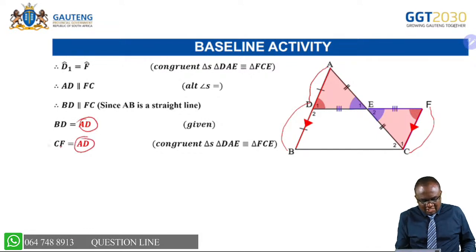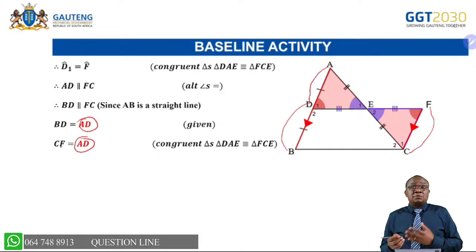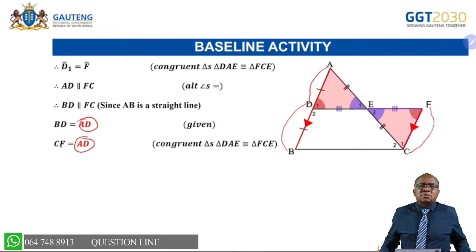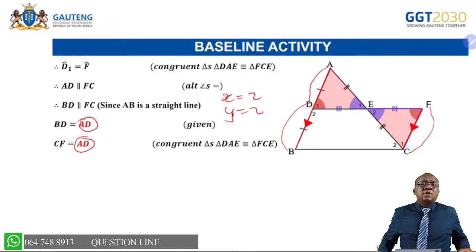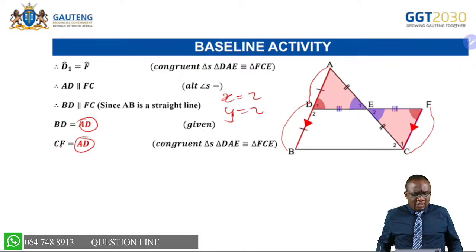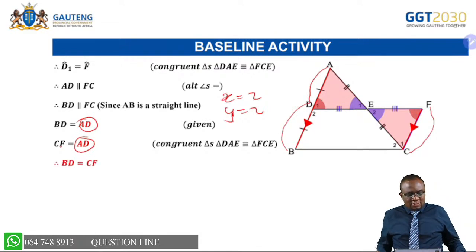Do you see that we are saying BD is equal to AD, CF is equal to AD. So BD is equal to AD, CF is equal to AD. Therefore, BD is equal to CF. Like I said in the previous lesson, X is equal to 2, Y is equal to 2, therefore X and Y are equal. You see that? Now, BD and CF are equal to the common thing. So both of them are equal. So BD is equal to CF.